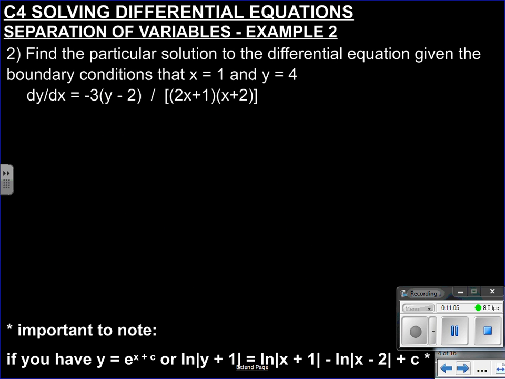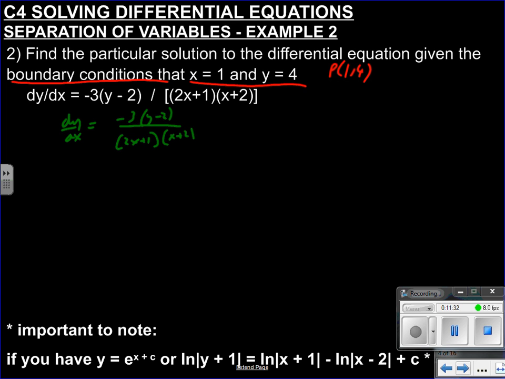Let's go again, but this time we've got boundary conditions. So as soon as you see boundary conditions, or x and y values, or they give you a point, so in this case it'd be 1, 4, you need to be thinking they're giving me that so I can find my plus c. Alright, so we go again. This time we've got dy by dx equals minus 3y minus 2 over, and this is going to be a long one, okay? One student once said to me, is this really what they could ask? And you're like, yeah, this would be like a 12-mark question, let's say.